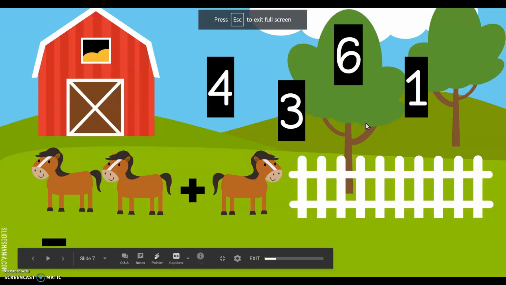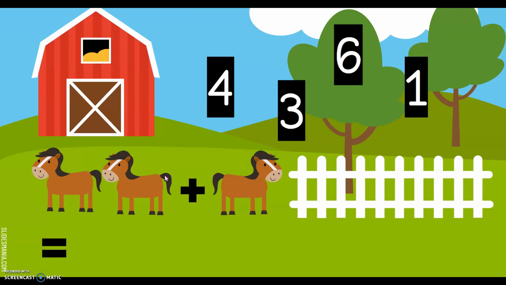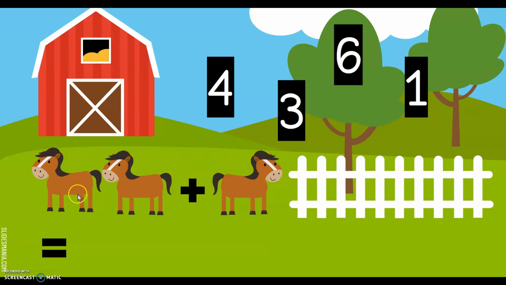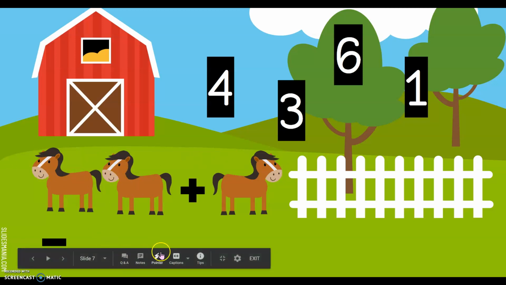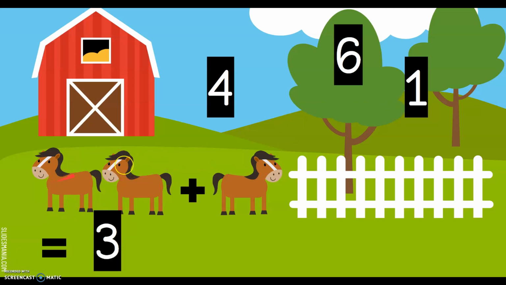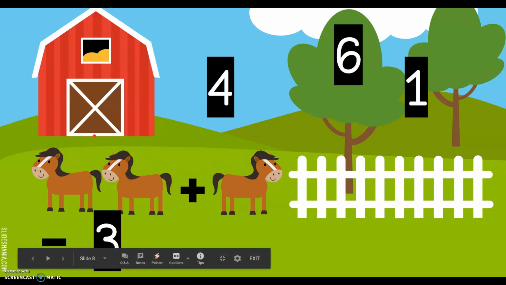On to our next question with some horses that go neigh. For the horses, it's this many horses plus this many horses. So there's 2 horses, right? Because there's 1 horse, and then there's 2 horses, and then that's adding 1 horse. And so the answer would be 3 horses, because 2, then you just add 1.